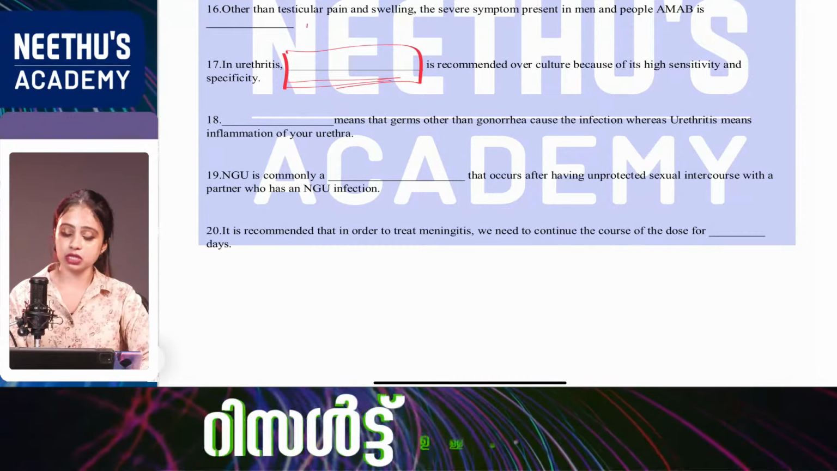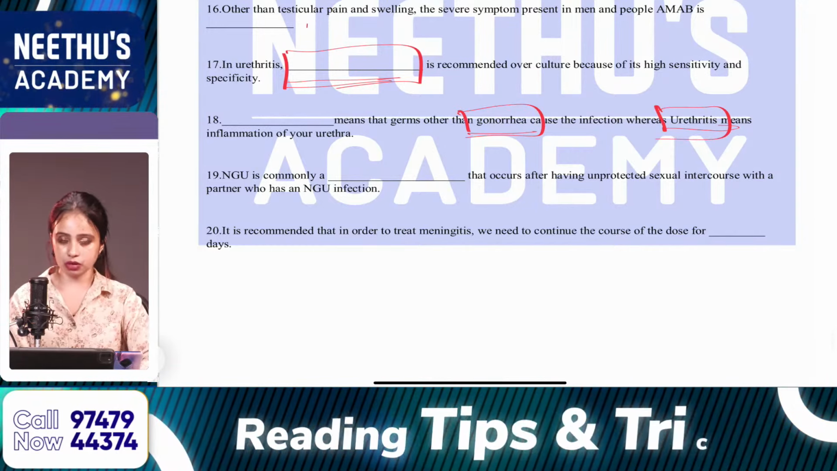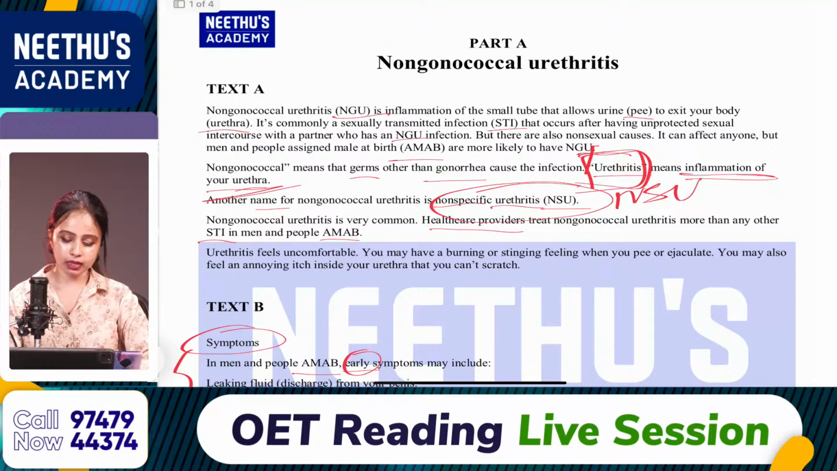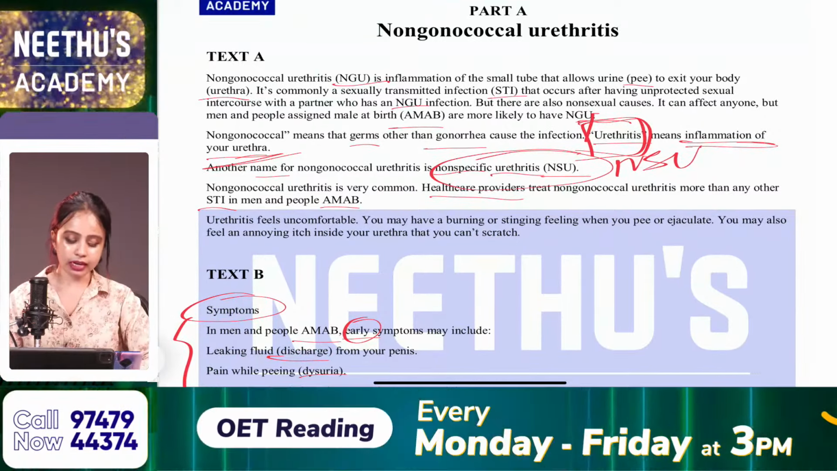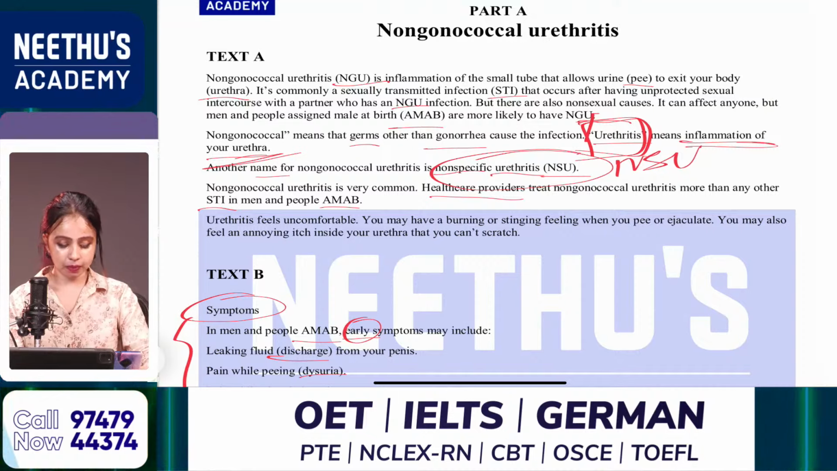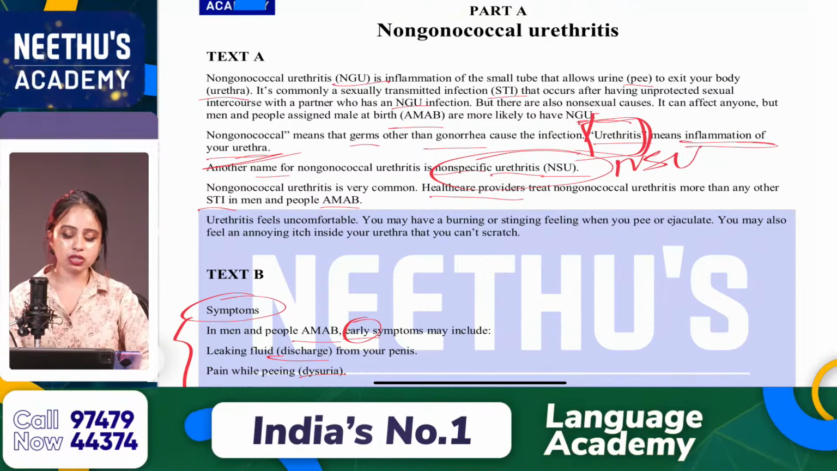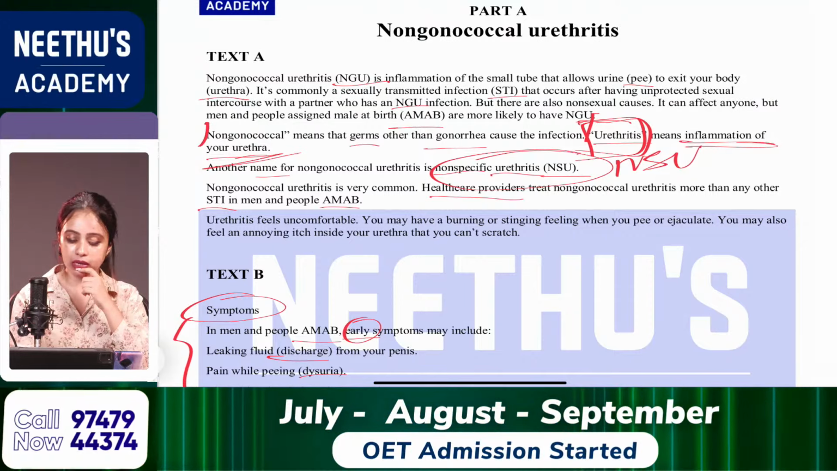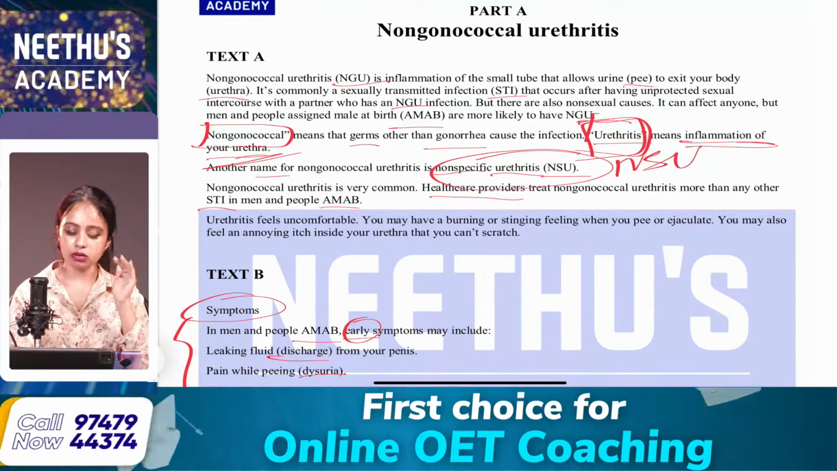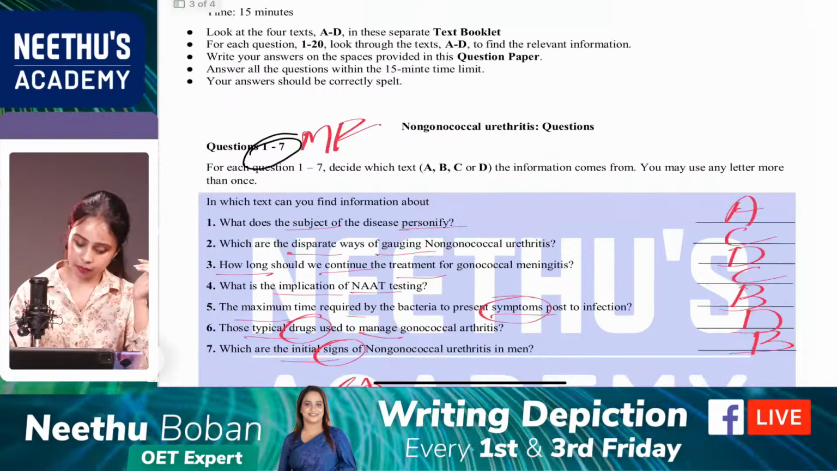18th one. Dash means that germs other than gonorrhea cause infection, whereas urethritis means inflammation of your urethra. What means that? Okay, Reba, NAAT testing. Yes, Ramya. So 18th one, non-gonococcal. Very good. There is no space between non and gonococcal. It should be together, a single term, not separate terms. So non-gonococcal is the correct answer. It means that germs other than gonorrhea cause infection.